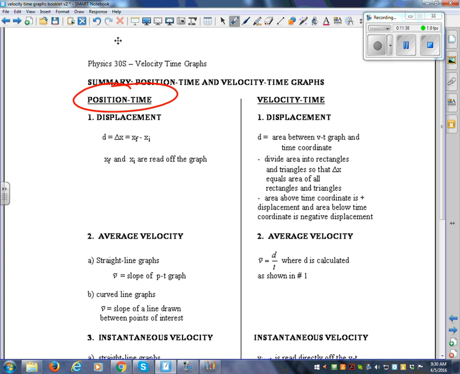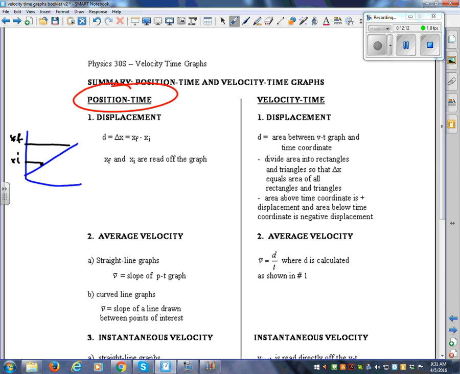If you have a position time graph and you are asked to find displacement, how do you do it? You read the final and the initial off the graph, and then you subtract. And what I mean by that is, and you can draw it in the corner here, you take those 2 spots, that's XF and that's XI, and you subtract them. You read the positions off the graph and you subtract them. Okay?